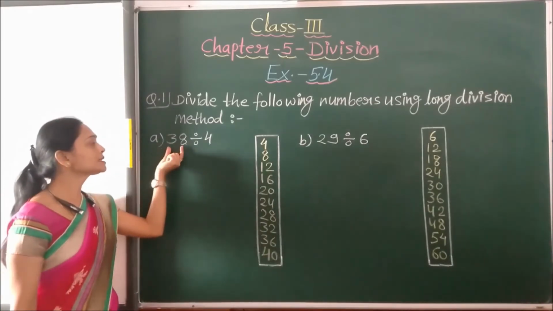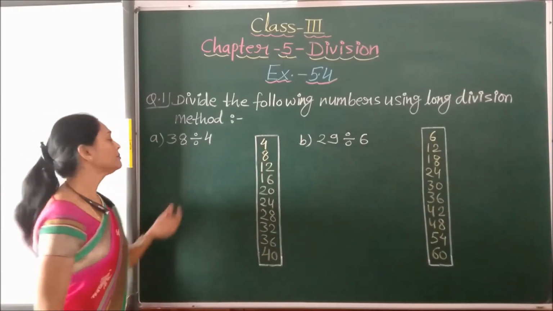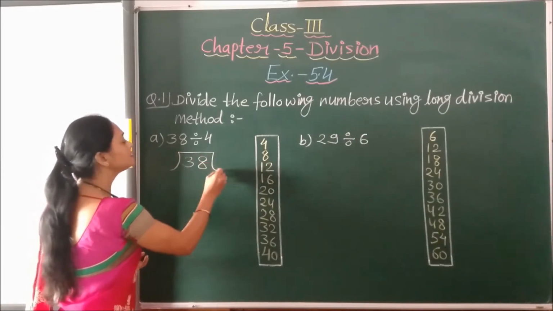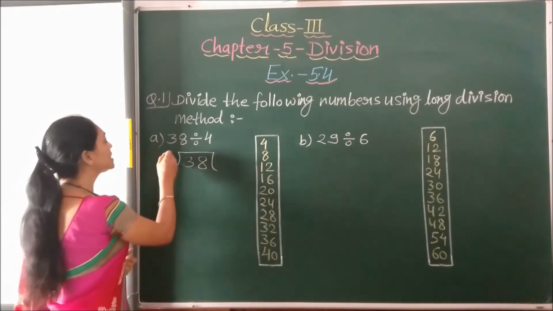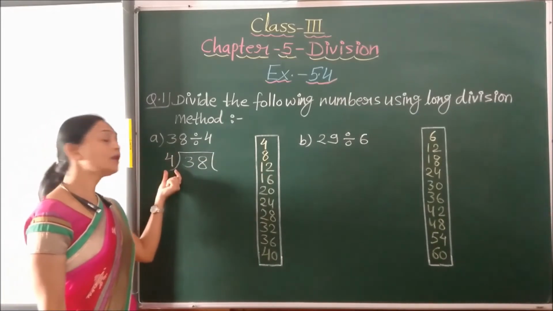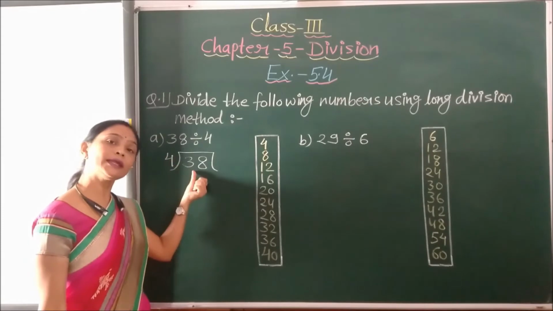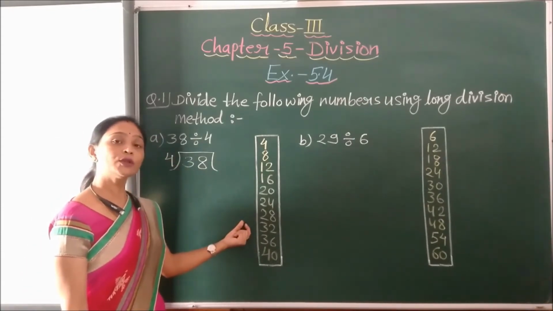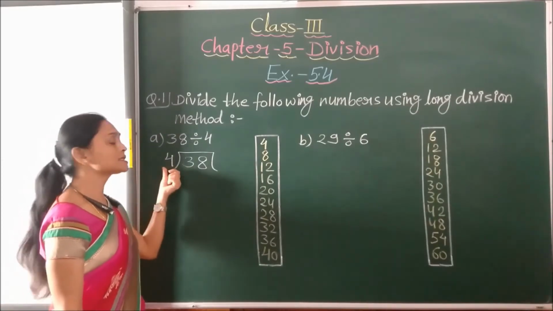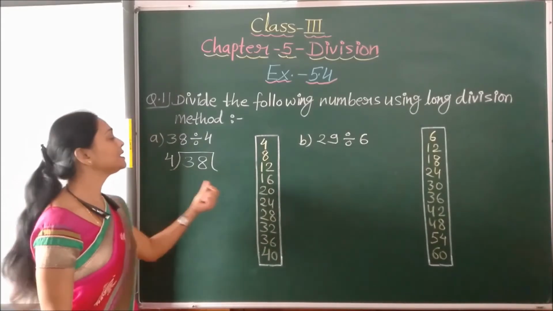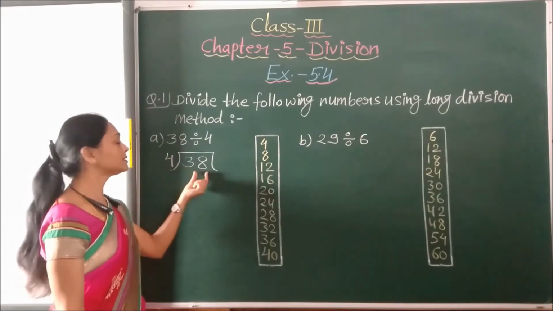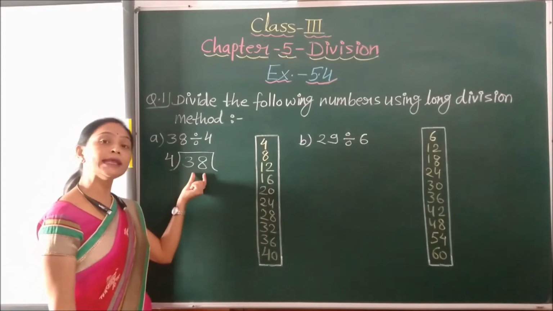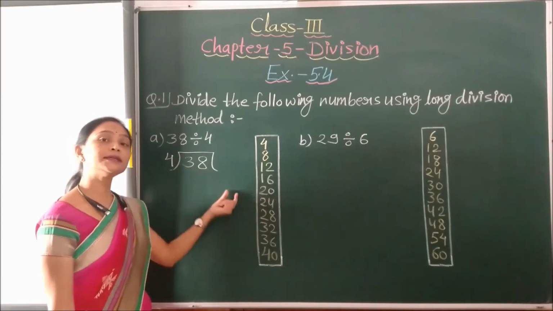So see, this 38 we are going to divide by 4, means 38 we have to write inside the division sign, and outside we have to write this 4. Now we have to read this 4's table till we are getting 38. But in 4's table we are not having 38. So what to do children? We have to read the 4's table to get a number less than 38.